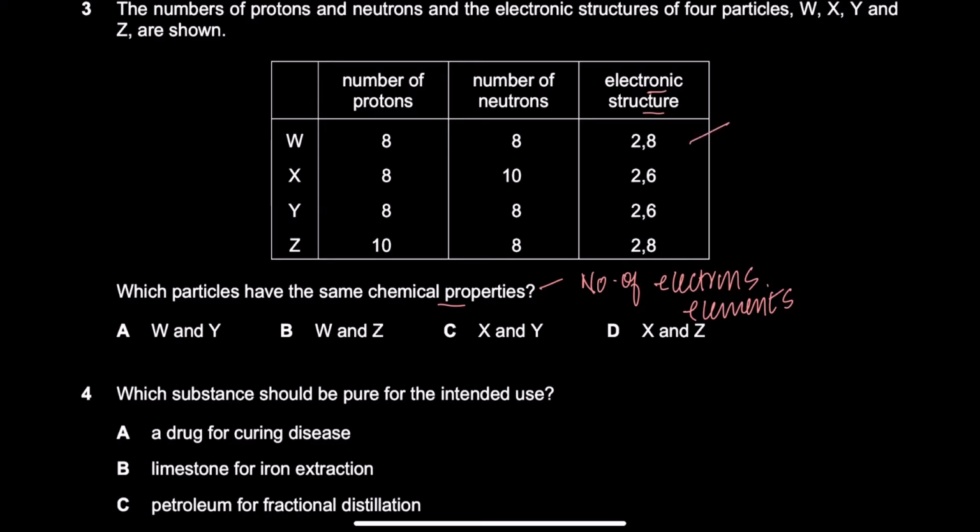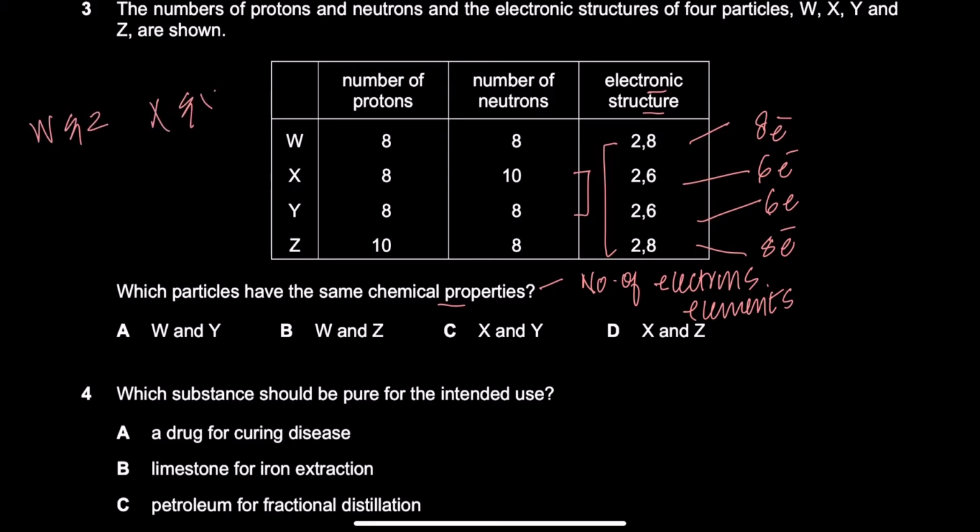If you check it out, this has 8 outer electrons, so 2 8 means it has 2 shells. The first shell has 2 electrons, the second shell has 8 electrons, so it has 8 electrons in its outermost shell. This has 8 electrons in its outermost shell. This has 6 electrons, this has 6 electrons. Now the answer could either be W and Z or the answer could be X and Y. So now let's check out W and Z or X and Y, and see which one is going to be correct. If we check the number of protons, W has 8 protons and Z has 10 protons. W has 8 protons and it has the electronic structure of 2 8. How is this possible?